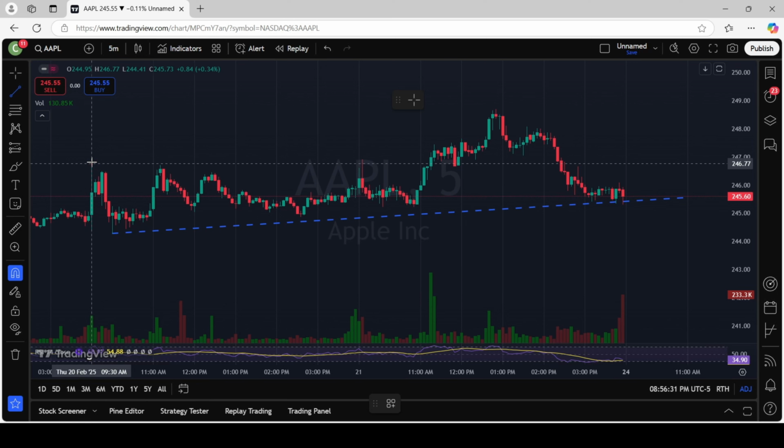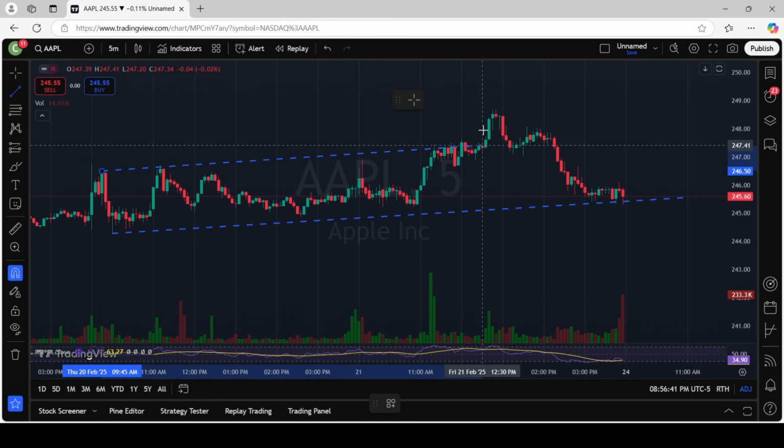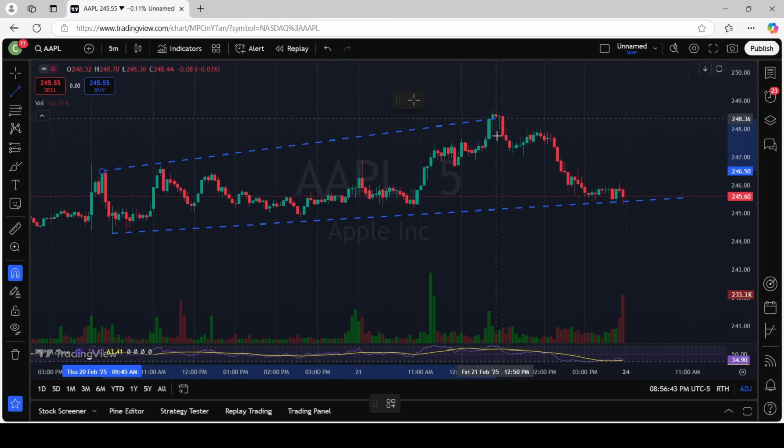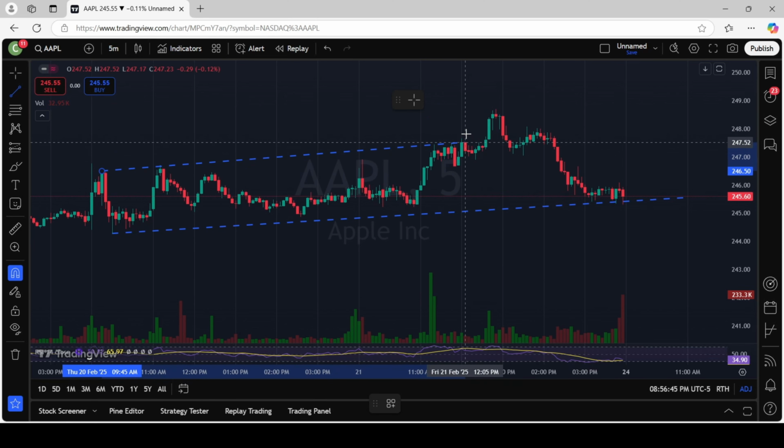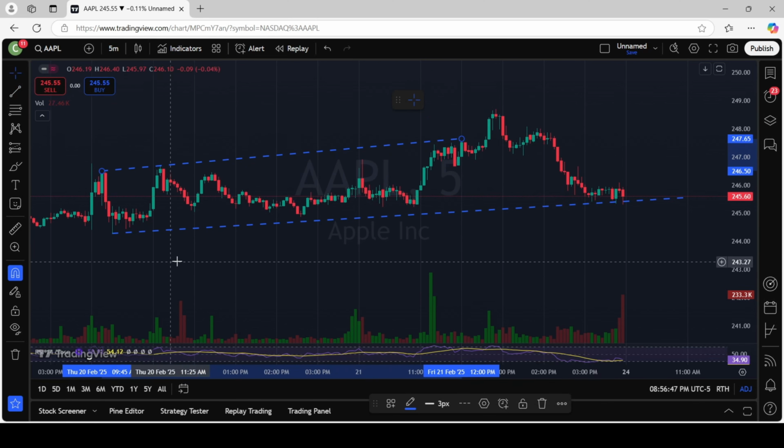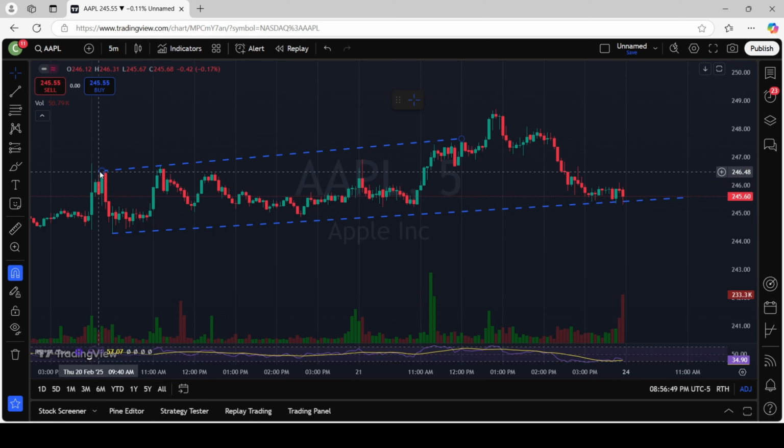Resistance means the stock is trading up to a certain level and is rejecting. I'm about to show you an example right here. Let's go right here. Apple hit this line, rejected, came back up, touched that line again, rejected. That is a resistance level.